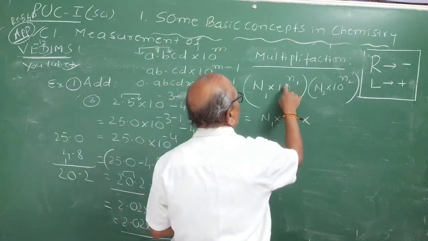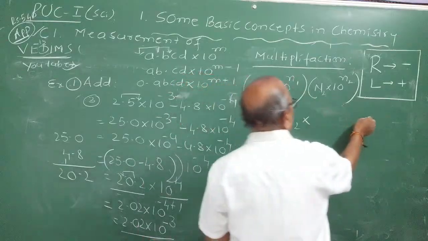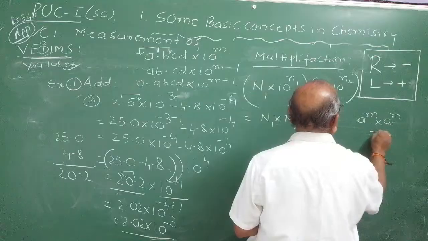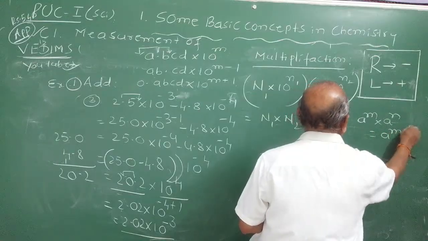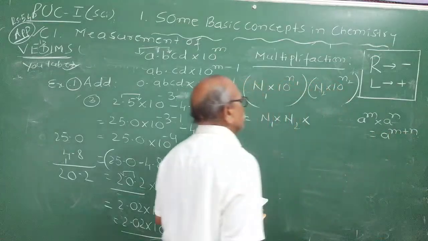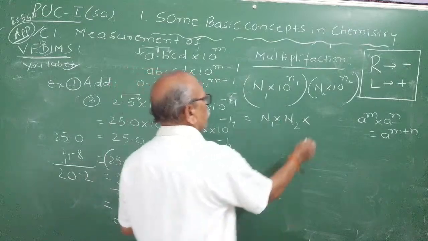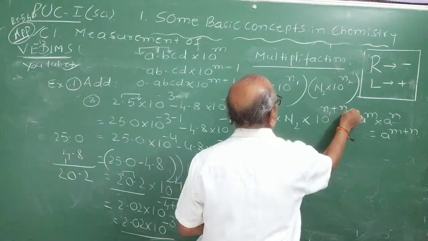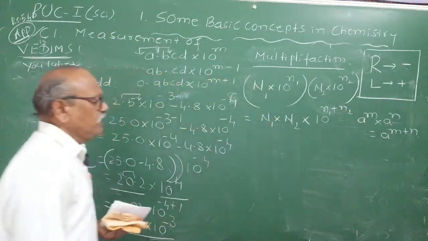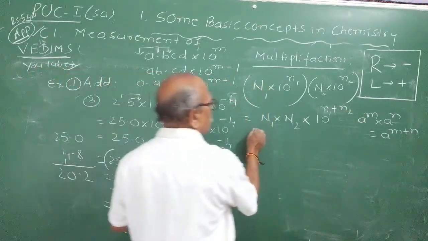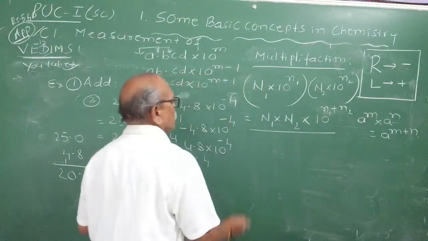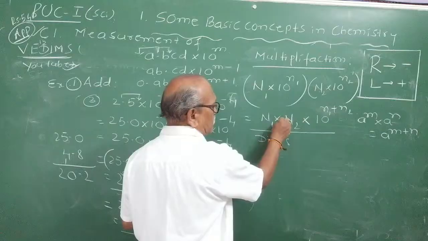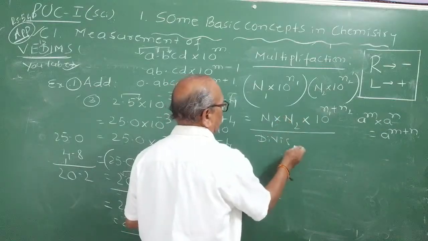Then a raised to m, you studied in the laws of indices. a raised to m into a raised to n becomes a raised to m plus n. There you get 10 raised to n1 plus n2. Is the rule of multiplication easier than addition and subtraction? Even division also. Then the final answer you write in the scientific notation.